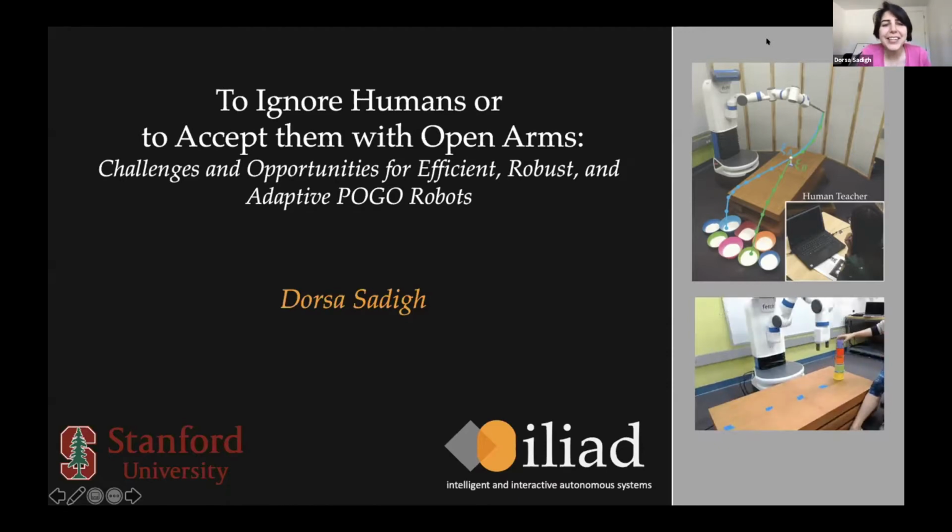And today what I'd like to do is take a different view on POGO robots and think a little bit about humans. The reason I thought it is important is that as I was reading the workshop introduction, it came to me to think about how we should go about modeling humans, how we should go about treating humans, specifically when we think about POGO robots. And what are some of the challenges and what are some of the opportunities that arise when we treat humans as part of the loop and accept them with open arms. So that is my plan for today's talk.